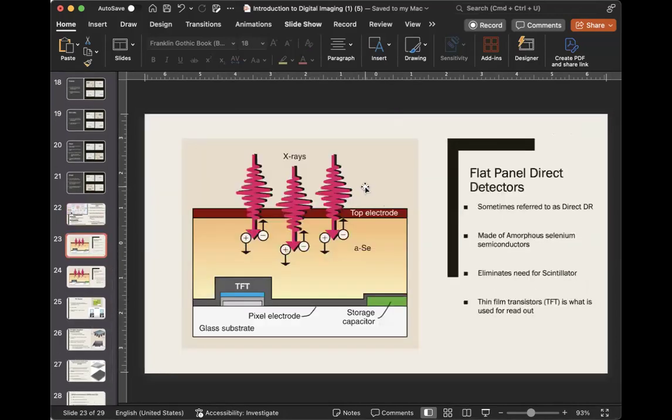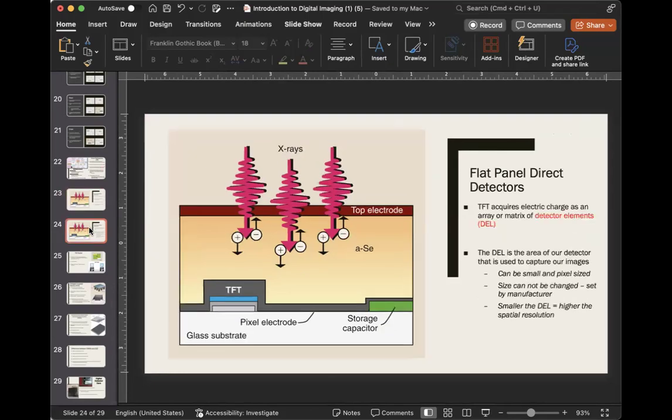Now with flat panel detectors, that's what we call these amorphous selenium detectors. These are sometimes referred to as direct DR. It eliminates the need for a scintillator. The thin film transistor is what is used to read out our information. The TFT, the thin film transistor, acquires electrical charge as an array or matrix of detector elements. So the detector elements are found on the detector.